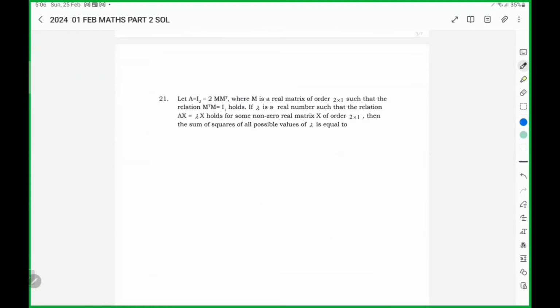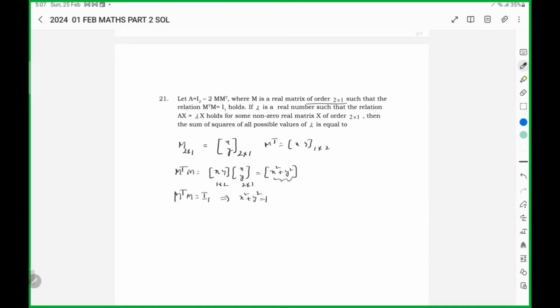Here, he has given M is a real matrix of order 2 by 1. Let us take some x comma y, 2 rows and 1 column. So M transpose becomes 1 by 2. Here it is 2 by 1. M transpose into M is x y into, it is 1 by 2, 2 by 1. Finally, after multiplication, you get a 1 by 1 matrix. So he told M transpose M is I1, which implies x square plus y square should be 1.